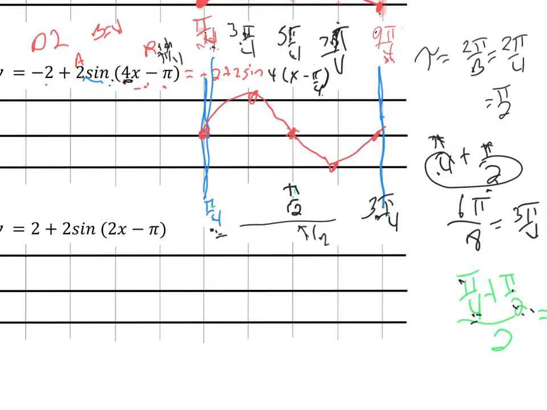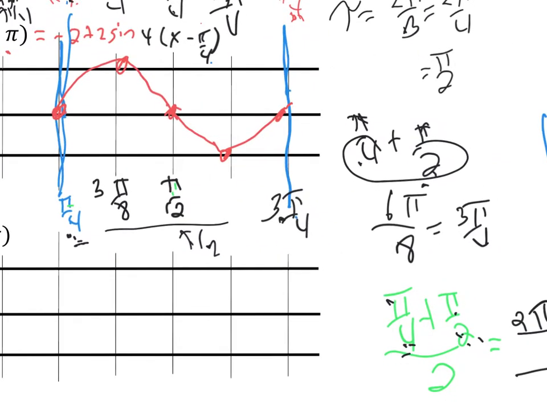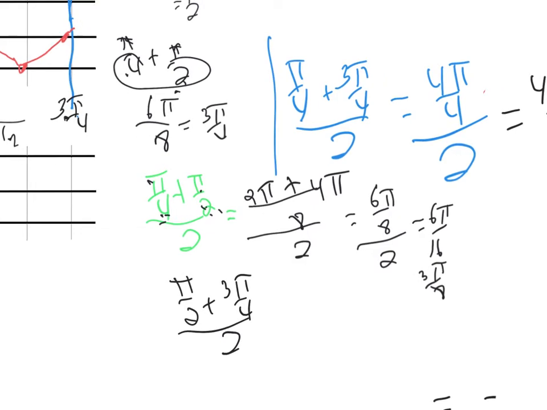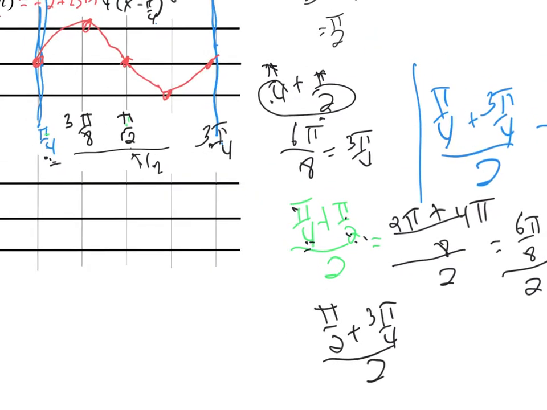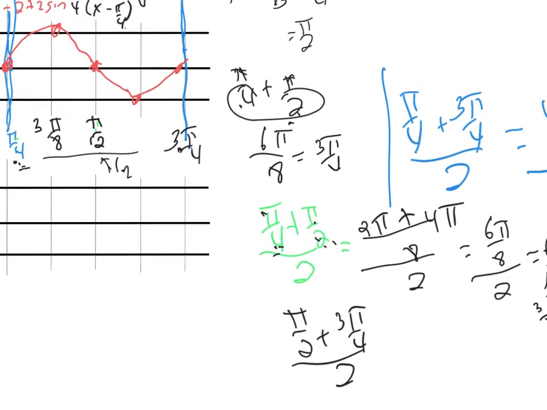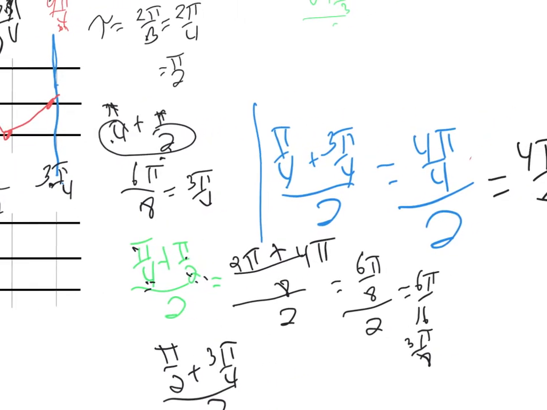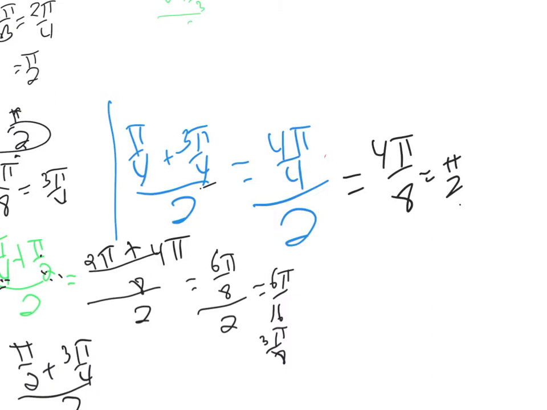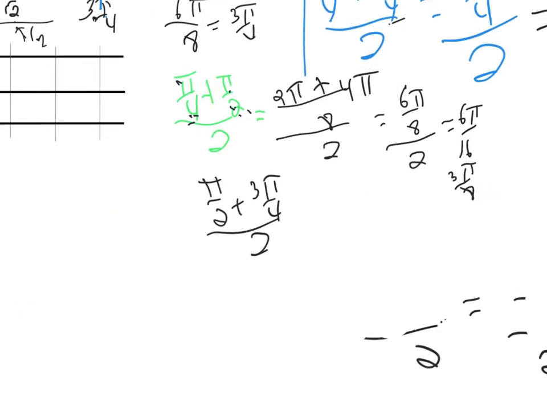3 pi over 8. And let's see, between pi over 2 and 3 pi over 4, let's do that one. Pi over 2 plus 3 pi over 4 divided by 2. And where did I get that answer of pi over 2? That came when I added the pi over 4 plus 3 pi over 4. That was this: 4 pi over 4 divided by 2, 4 pi over 8. Oh, yeah, that's what I get. There it is, pi over 2. I just forgot where it was.